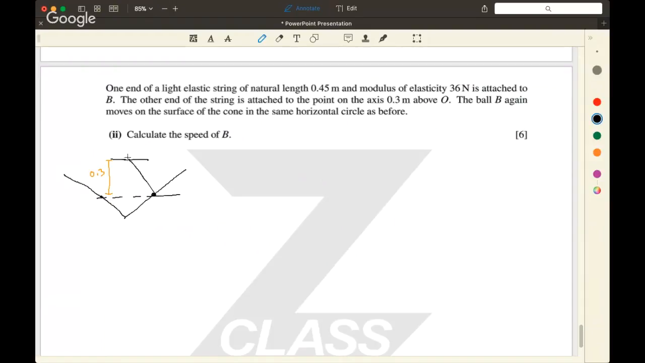So now there's going to be a tension in the string, right? Imagine that goes through the center. There's going to be this T acting like so. So this triangle here is both a force triangle and a physical distance triangle. So the ratios between sides are going to be the same. These are going to be two similar triangles. And the one is going to have a height of 0.3 and a base of r, which is 0.4.